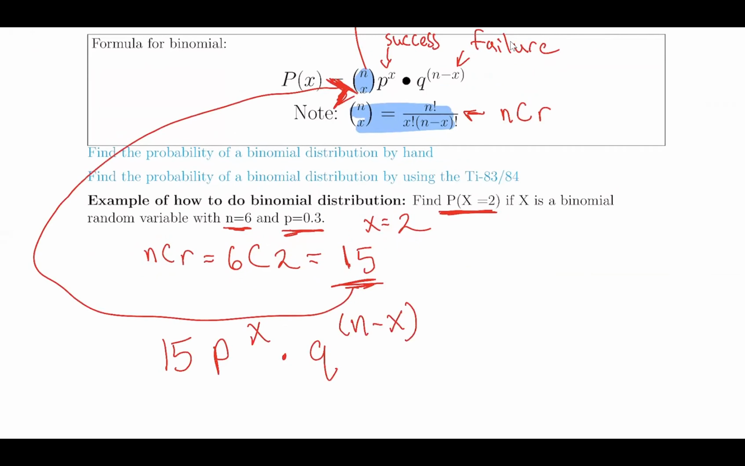All right, so right now we're going to substitute all of the n, all of the x's, and all of the p's and q. For p, they tell us p is equal to 0.30. And they already told us x is equal to 2. So wherever I see an x, just put a 2.